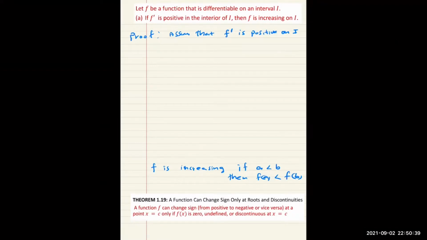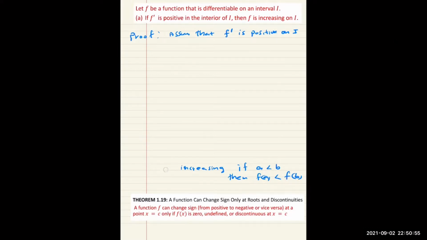A function is increasing if for any chosen values a and b, if a is less than b, then f of a has to be less than f of b. Then we say that function f is increasing. That's the definition from pre-calculus.